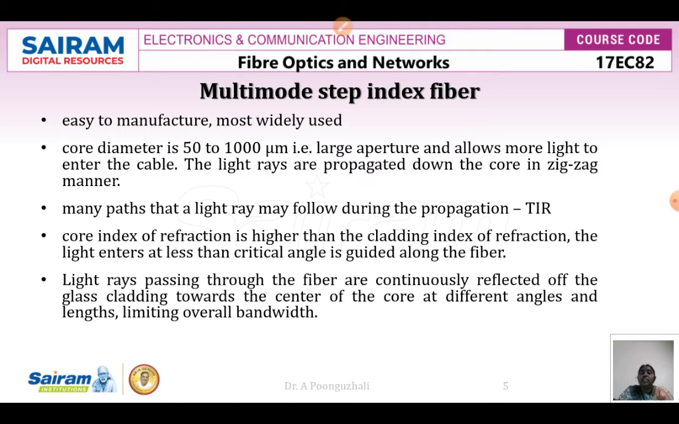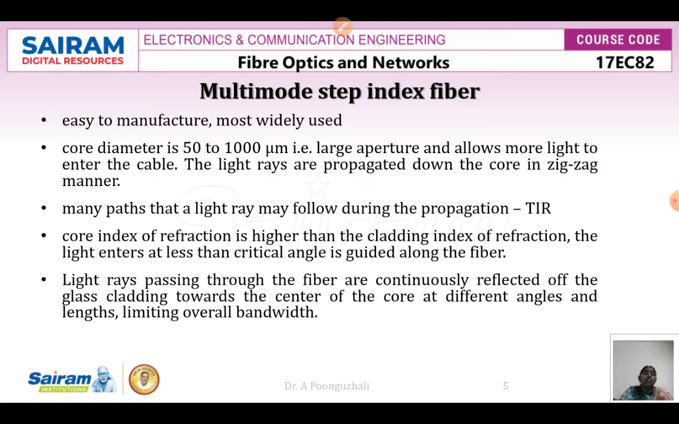So the core index of refraction is going to be higher, that is, the refractive index of the core is going to be higher compared to the refractive index of the cladding. So when the light enters the fiber, the angle of incidence should be greater than the critical angle. Only if it is greater will it follow total internal reflection, and the light ray will be guided along the core.